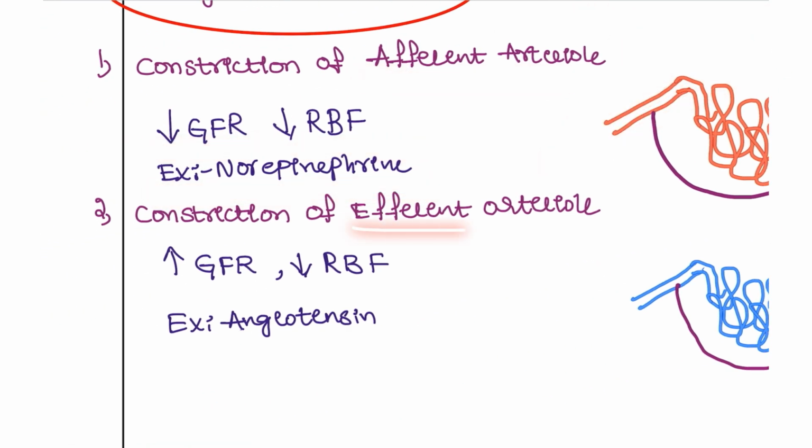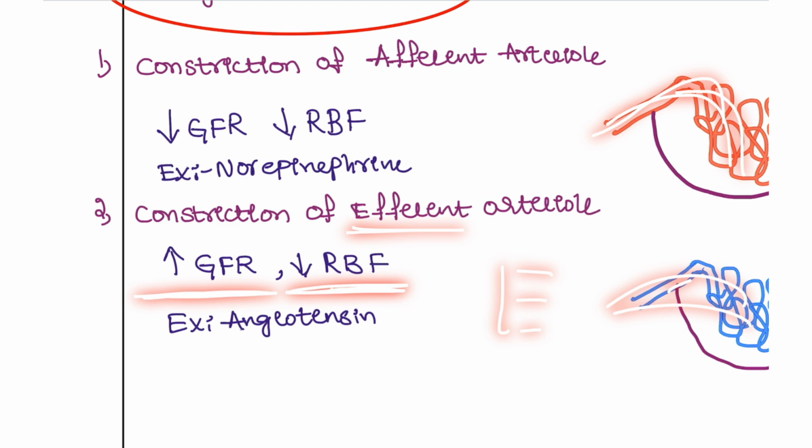If I am going to block the efferent, on the other side I am going to block it. So what happens? The GFR will be increased. Why? Because the efferent is going to bring the blood here, right? So the GFR will be increased and renal blood flow will be decreased. Okay. Next, seen with the angiotensin.